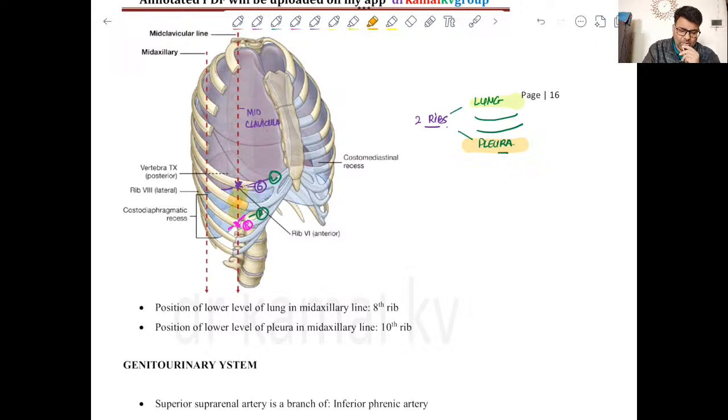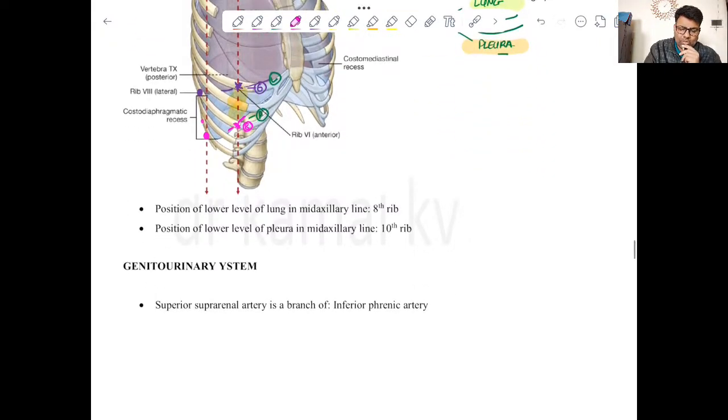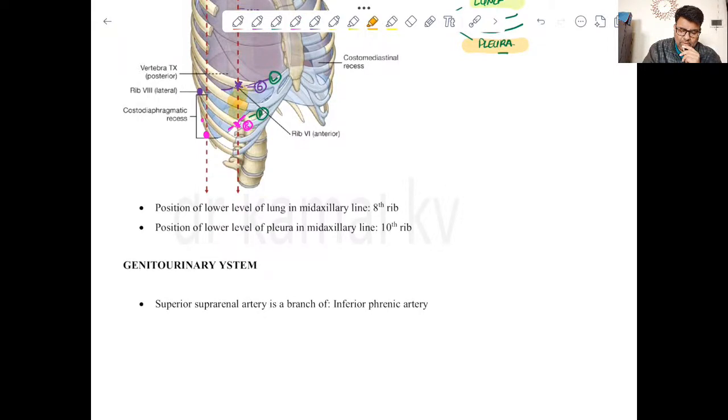Clear? So similarly, if we draw a line through the middle of the axilla, it will cut the 8th rib for the lower border of lung, and similarly it will cut the 10th rib for the lower border of the pleura. So there has to be a difference of 2 ribs, and that is all the pleural space. Clear? So lung in mid axillary 8th rib, pleura in mid axillary 10th rib. So you can see there is a gap of 2 ribs.